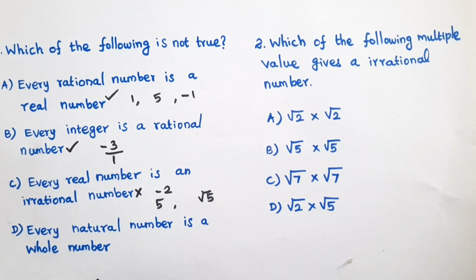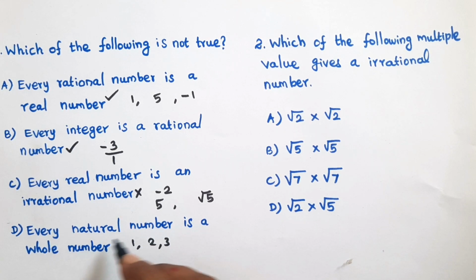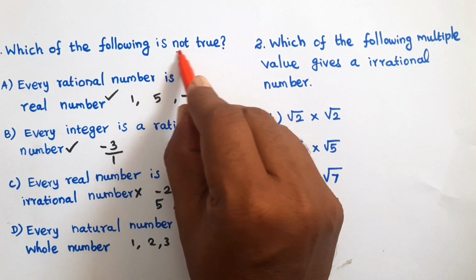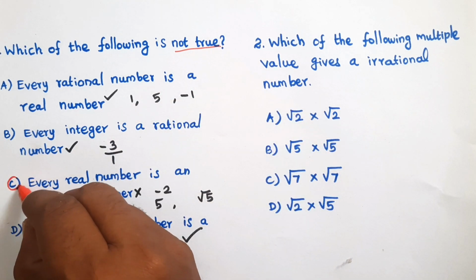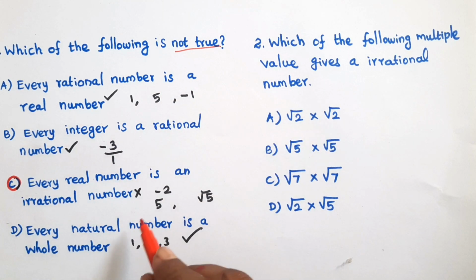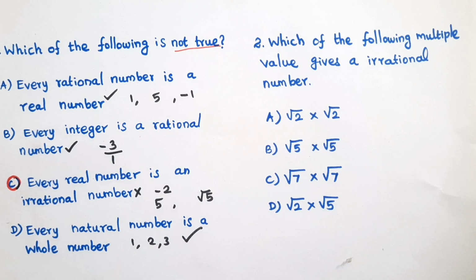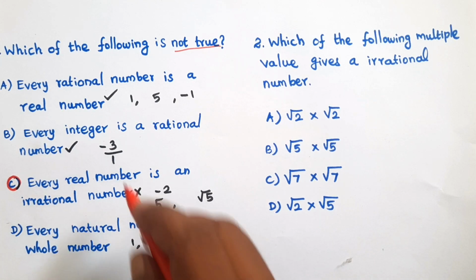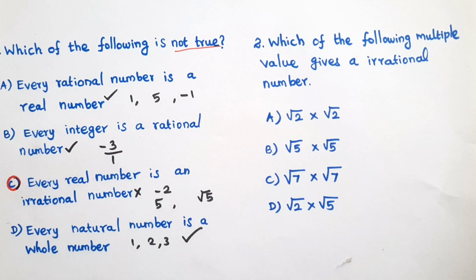Fourth option, every natural number is a whole number. 1 is a natural number, which is a whole number also. 2, 3, these are natural numbers, which are whole numbers. So this option is also correct. In these 4 options, which one is not true? C option is not true, which is false. So the correct option for this question is C.